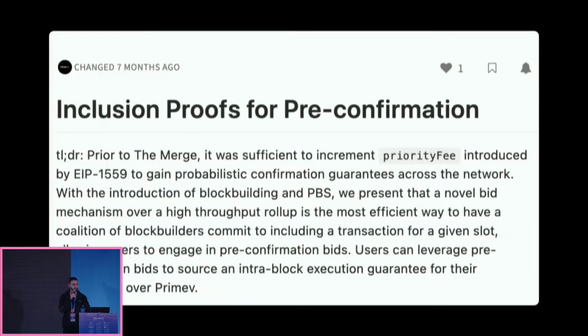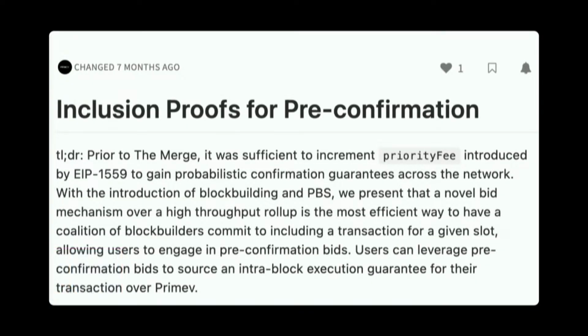So we basically think pre-confirmations are a new transaction type. We think it represents net new order flow for block builders, and we think it's just simply new and different from other transactions. And I'm going to go into why. So we came up with this piece of research about a year ago. As you can see, the last time it was changed was 7 months ago. And I had this thesis that EIP 1559, with its gas expression of base fee and priority fee, was not sufficient to really express what you want from the network.